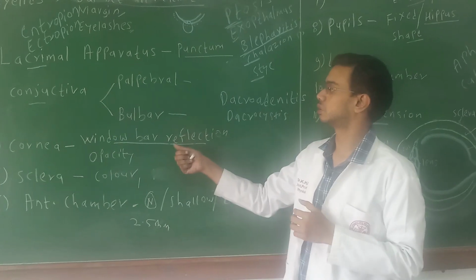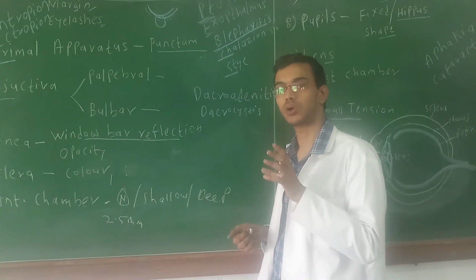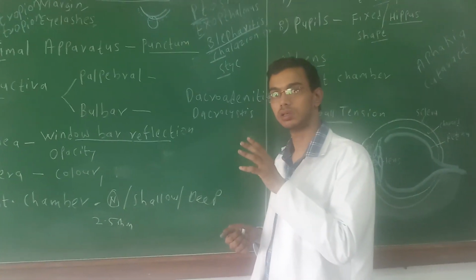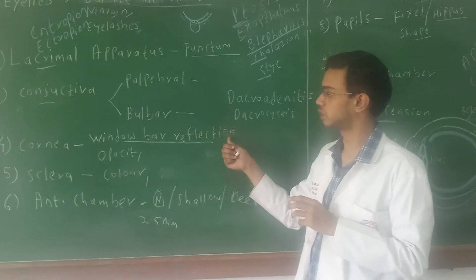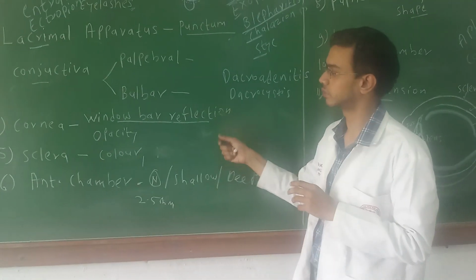Then one test, the window bar reflection. This is to check whether the corneal surface is regular and smooth, or whether there is any irregularity of the surface of the cornea. Again, I will demonstrate in the demonstration part how to check the window bar reflection.